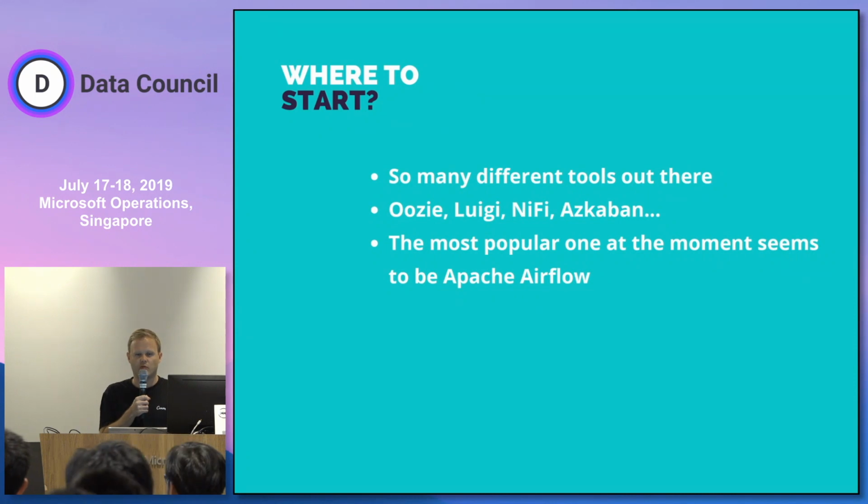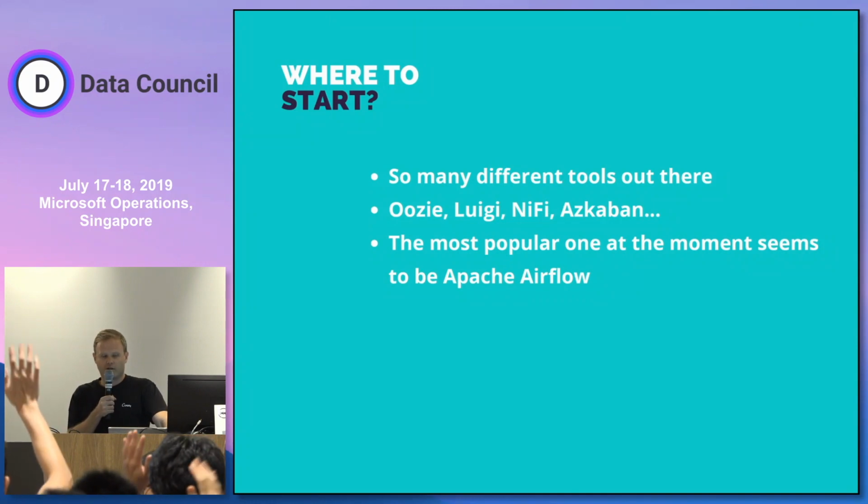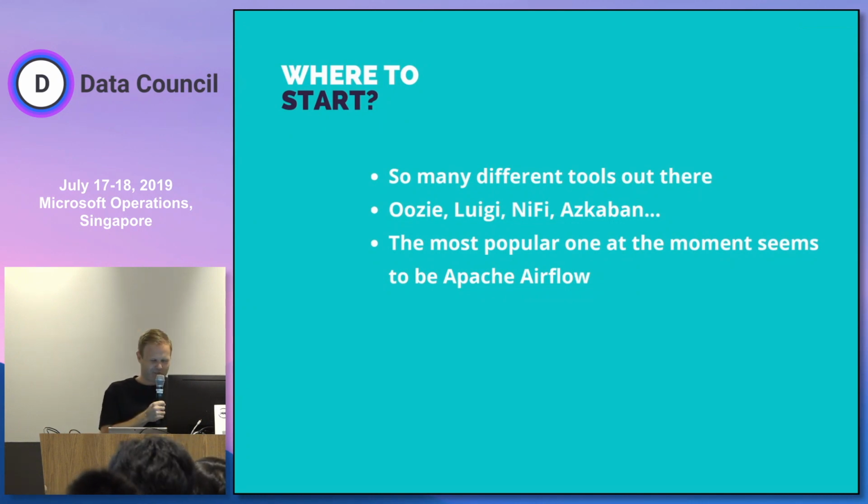So where do you start when picking a tool? There are so many different tools out there. Oozie, Luigi, NiFi, Azkaban. Arguably the most popular tool at the moment is Airflow. Can I see a show of hands of how many people in the audience are using Airflow? Oh, quite a lot. Anyone using Luigi? No. Oozie? Quite a lot of Oozie. Out of interest, anyone using AWS Data Pipeline? Oh, one. Oh, cool. I'll talk to you.